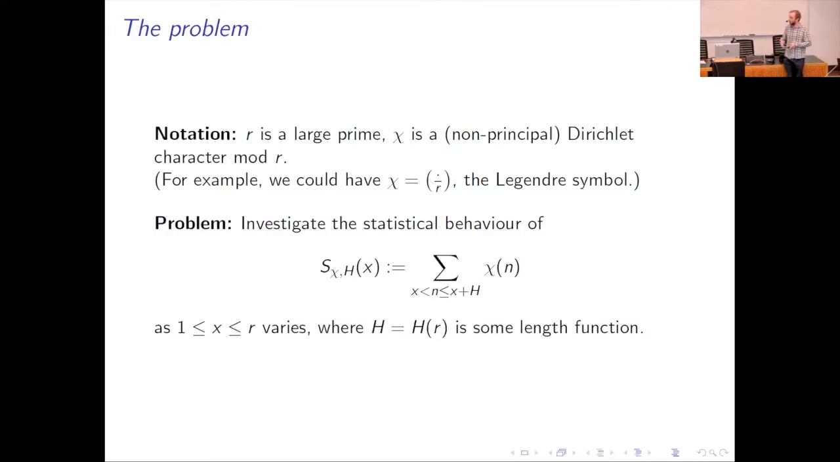So since chi is periodic mod r, we can restrict to the case where we slide our start position between 1 and r. That's the interesting range. And equally, we can restrict to the case where the length of the interval of summation, h, is between 1 and r. Okay, so that's the question.